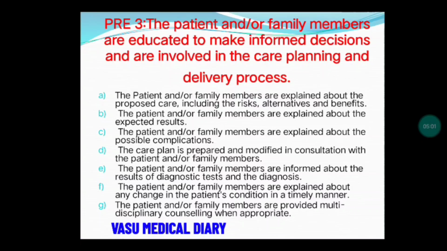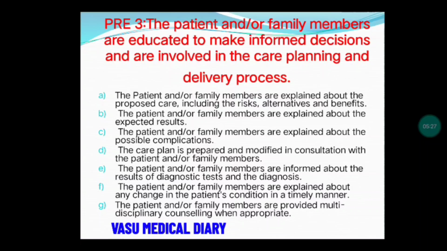The patient and family members are explained about the expected results. While providing a treatment, you should inform them what is the expected outcome. It should be a transparent discussion. The patient or family members are explained about the possible complications. So, while undergoing any treatment, we should clearly tell them what possible complications may happen.